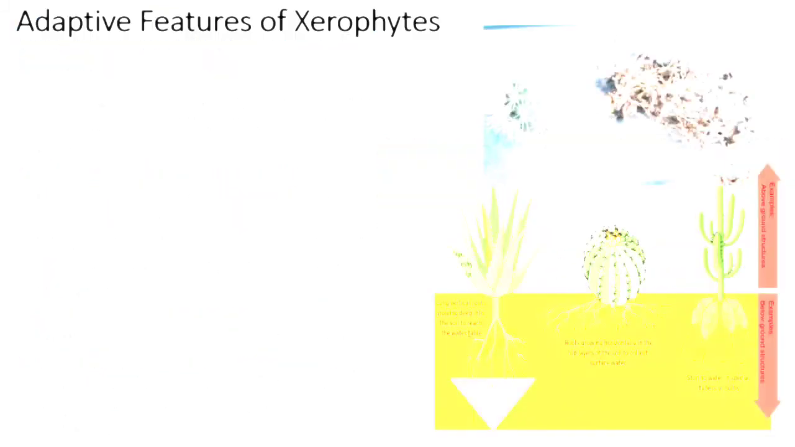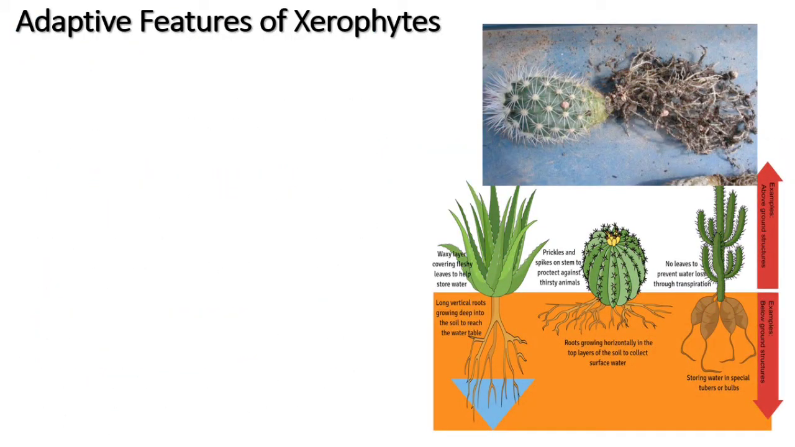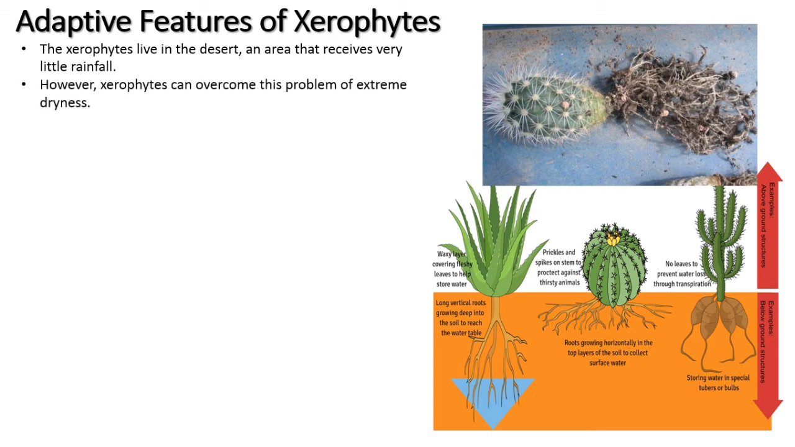Next, the adaptive feature of xerophytes. So this is an example of a xerophyte plant, such as cactus. You can see the structure of the roots. Okay, xerophytes live in the desert and areas that receive very little rainfall. However, xerophytes can overcome this problem of extreme dryness. How? Xerophytes have adaptive abilities which determine their survival.